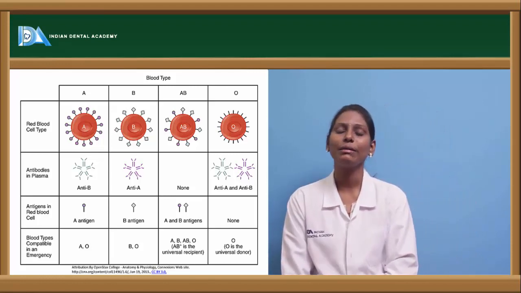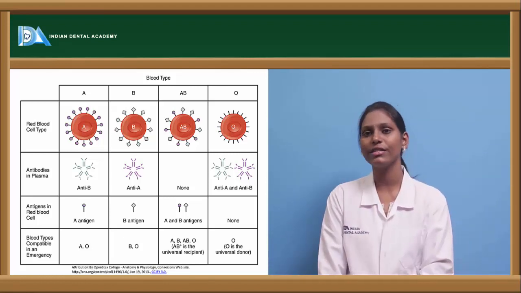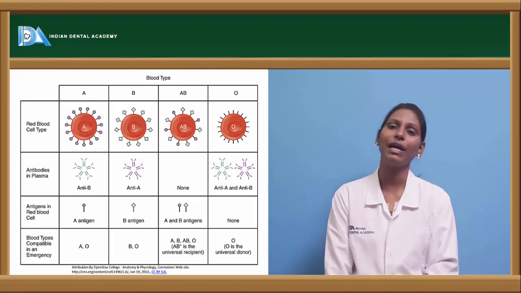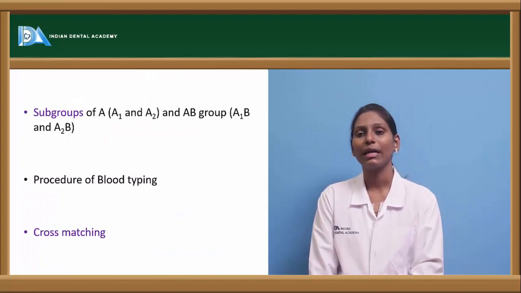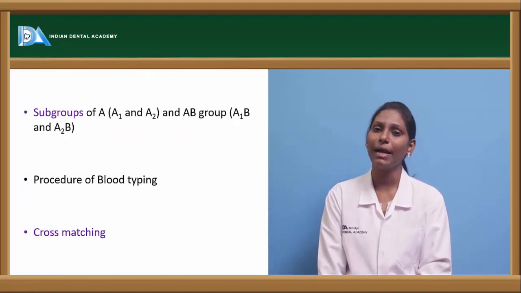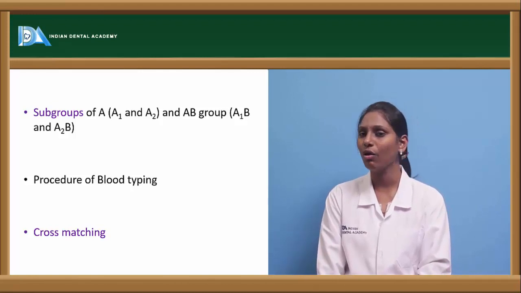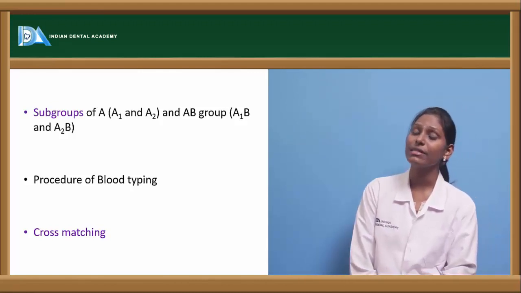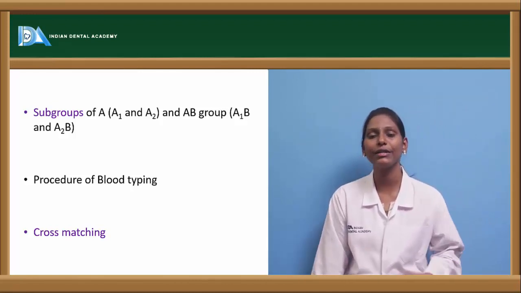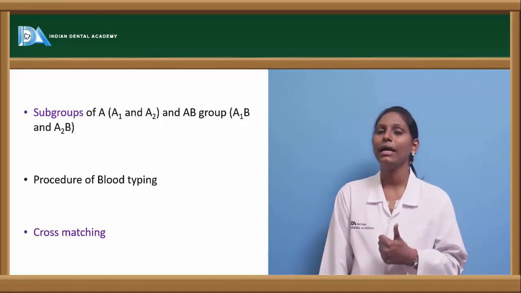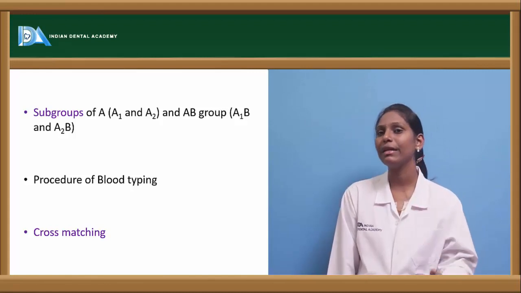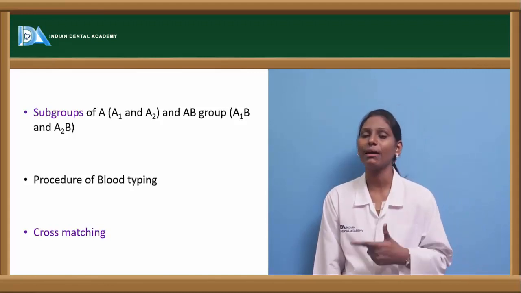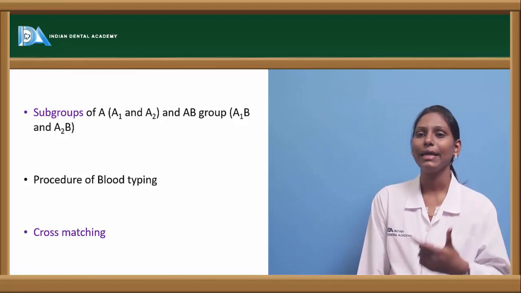And in blood group O, we do not have any antigens on the RBC, whereas we have both antibodies within the serum. We have anti-A and anti-B, and it is the universal donor that can be given to any other blood group, and the compatible blood group to it is again O. We also have certain subgroups in two groups, that is in A group and AB. In A group we have A1 and A2, and in AB we have A1B and A2B. These are subgroups of blood group A and AB.